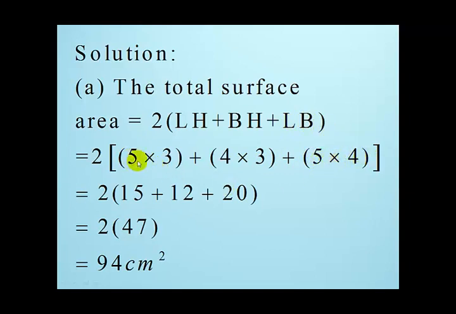Now 5 times 3 is equal to 15, 4 times 3 is equal to 12, and 5 times 4 is equal to 20. So in all we have 2 times (15 plus 12 plus 20), and this is equal to 2 times 47. When you add 15 to 12, the answer is 27, and 27 plus 20 is equal to 47. Now 2 times 47 is equal to 94. So the total surface area is equal to 94 centimeters squared.